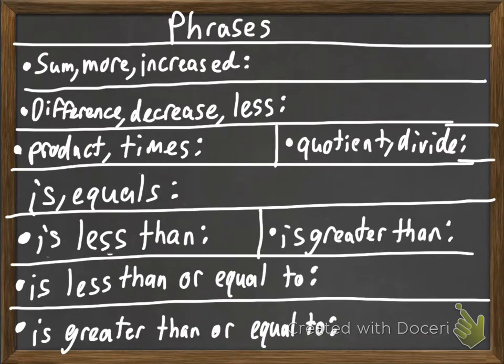So here are some phrases that can be turned into a mathematical symbol. So I want you to, with your group, read these and think about and decide what you think each phrase pairs up with which mathematical symbol. So go ahead, pause the video now and discuss this.